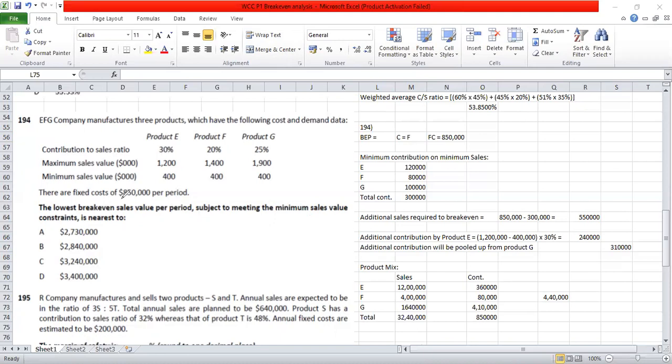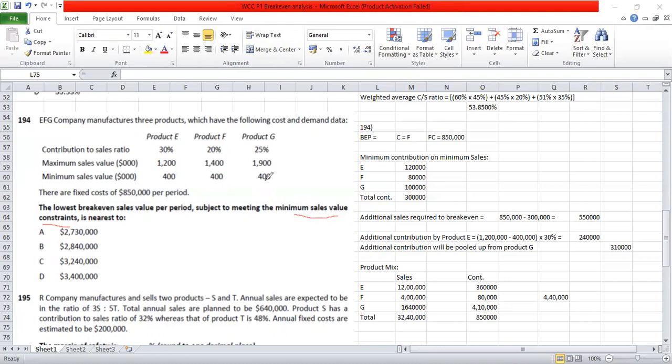Break-even point is a point where there is no profit, no loss. So at that point, the total contribution earned should be equal to fixed cost. If contribution recovers the total amount of fixed cost, their profit will be zero. So that is our aim. But they are also mentioning in the question the lowest break-even sales value per period subject to meeting the minimum sales value constraint, which means that we have to ensure that at least 400,000 of each of these products has to be taken up.